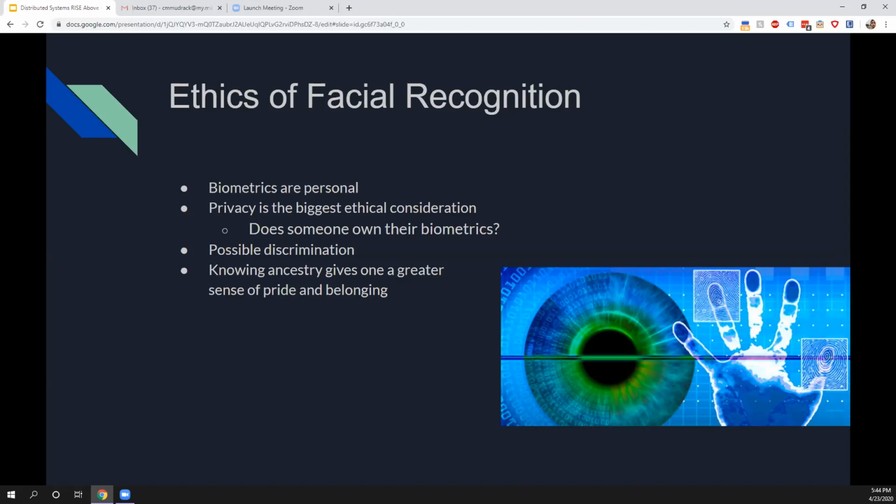But on the positive side of things, knowing where you come from can give you a great sense of pride and a great sense of belonging. But the problem is that that technology can also be used to heavily discriminate against other people. And having more information is key to making informed decisions, but we need to use that information and all this mass data, especially when it comes to facial recognition, to improve humanity and not to tear it down.